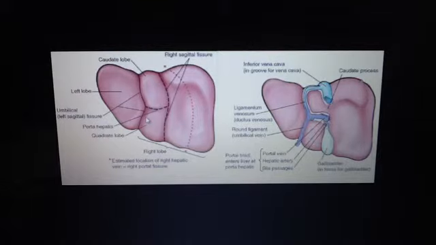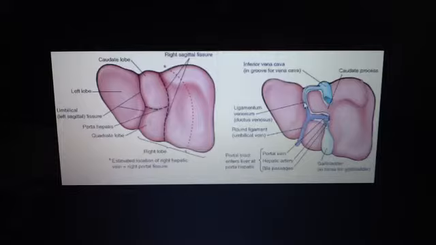And now we should look at two fetal remnants in the form of ligaments. There's a round ligament, and the round ligament is the occluded remains of the fetal umbilical vein. Then there is the ligamentum venosum, and this ligamentum venosum is the fibrous remnant of the fetal ductus venosus.